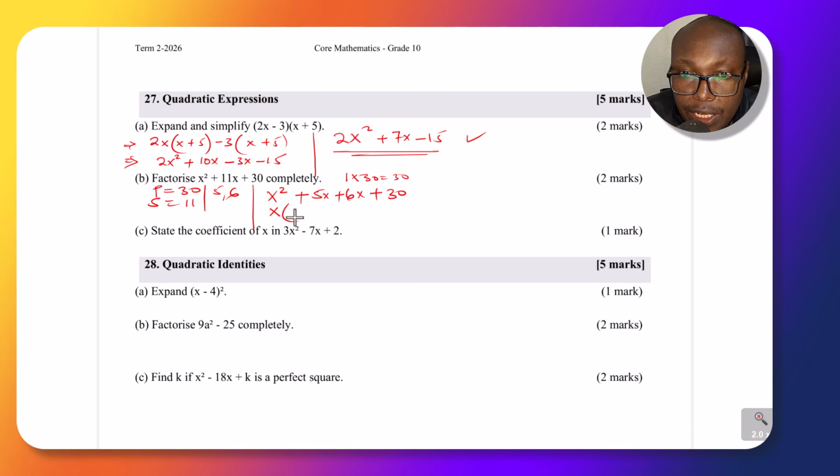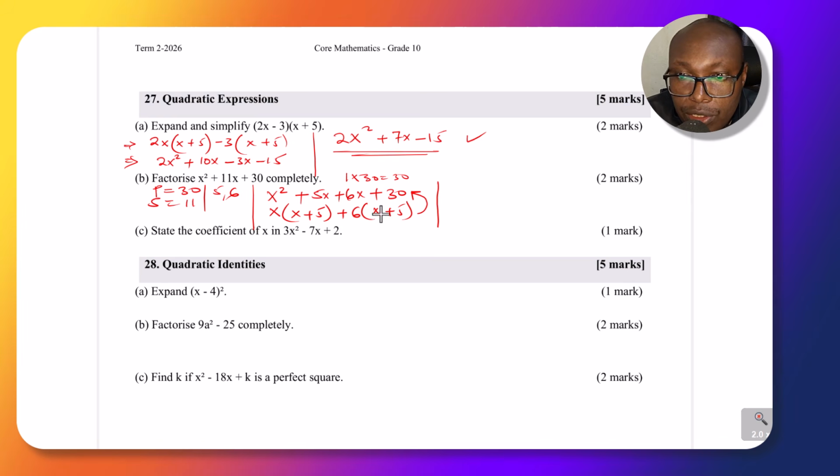Then you factorize. You factorize what is common between x squared and 5x. It is x. Factor out x. Then what is common between 6x and 30? It is 6. You factor it out. When you expand whatever you have here, it should take you back to that. If it doesn't, you should know that there is an error that you've made. X times x, x squared, x times 5, 5x, 6 times x, 6x, and so on.